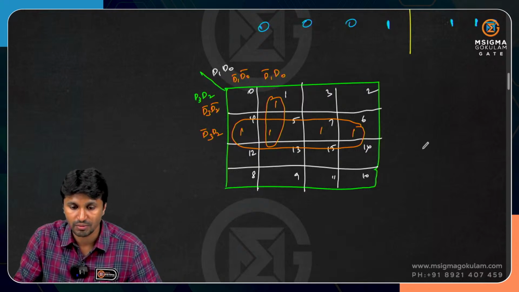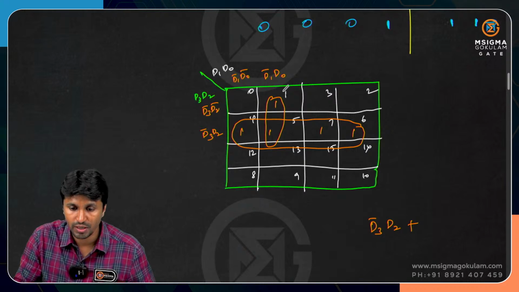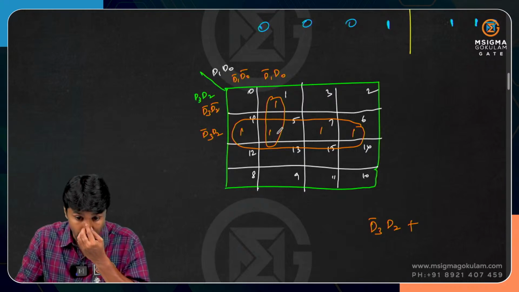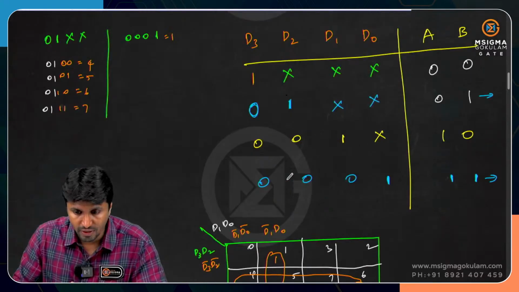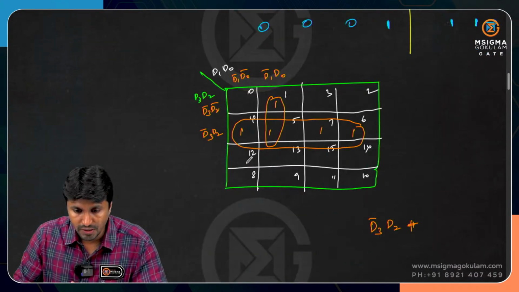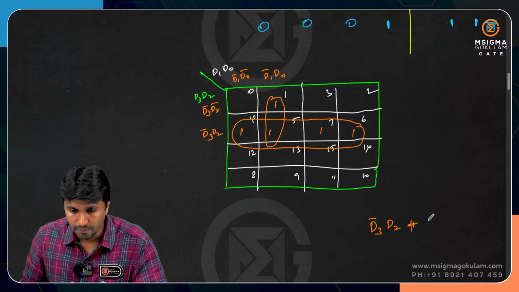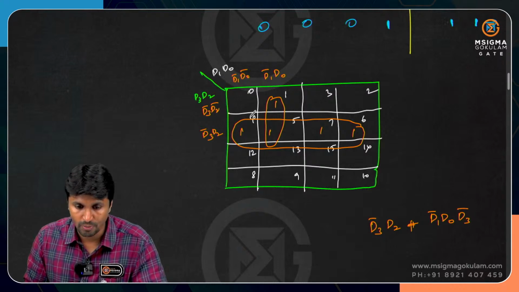So therefore this is nothing but D3 bar D2 plus what about this one? This is nothing but... do we have any other entries into this one? This is nothing but D1 bar D0, right? And what is common here? This is nothing but D3 bar, okay? The common term is D3 bar.